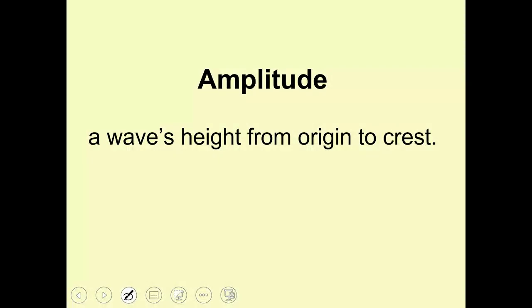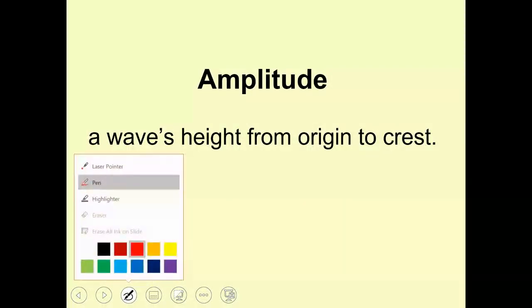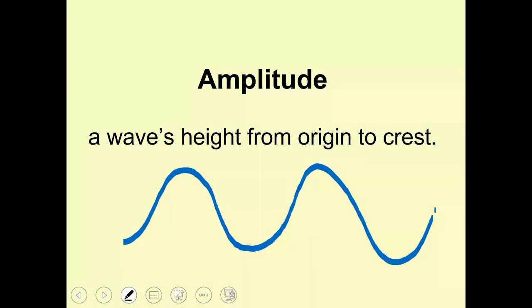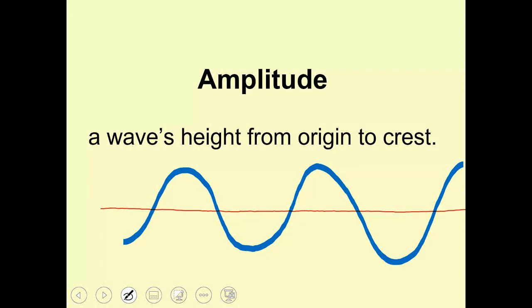So amplitude is a wave's height from origin to crest. For example, if this is our wavelength, then the line right through the center is called the origin. And so the height from the origin to the top, that is the amplitude. Now the amplitude isn't going to come into play for us in any of the calculations that we are doing.